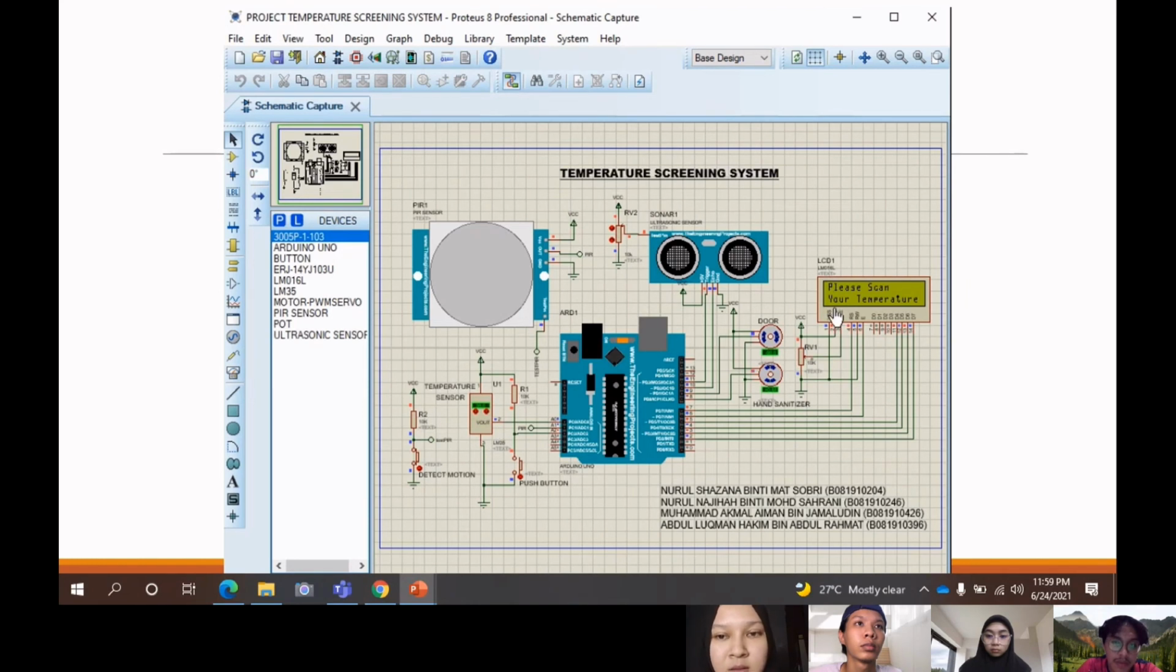Then the temperature sensor will be triggered and the display will also show use hand sanitizer. Then the person pushes the button to press the hand sanitizer, and then the servo motor will rotate to 180 degree. So after we push the button, it returns to 0 initial.